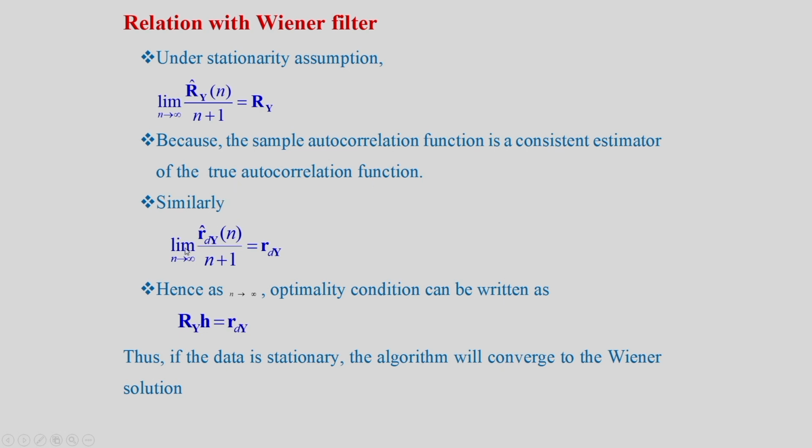Similarly, the limit of R dy hat n divided by n plus 1 as n tends to infinity will be the cross correlation vector R dy. Hence, as n tends to infinity, the optimality condition can be written as Ry matrix into H is equal to R dy vector. That is, this is the Wiener-Hopf equation for the Wiener filter. Thus, if the data is stationary, the algorithm will converge to the Wiener solution. So, this is an important observation.